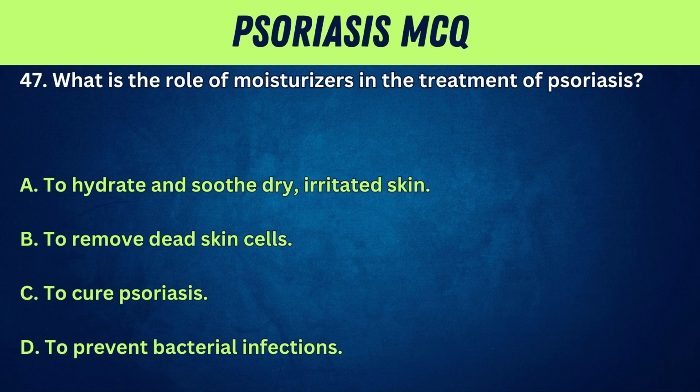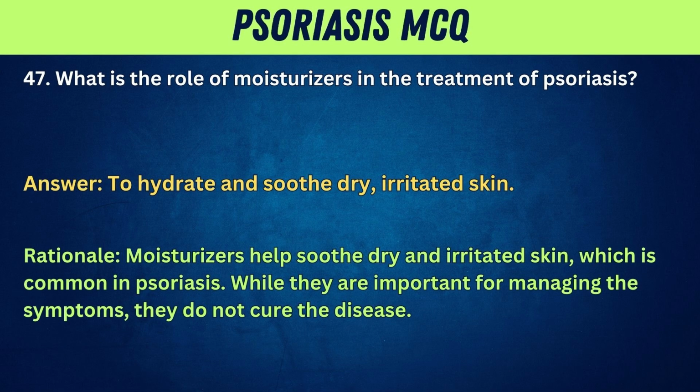47. What is the role of moisturizers in the treatment of psoriasis? A. To hydrate and soothe dry, irritated skin. B. To remove dead skin cells. C. To cure psoriasis. D. To prevent bacterial infections. Answer: to hydrate and soothe dry, irritated skin. Rationale: moisturizers help soothe dry and irritated skin, which is common in psoriasis. While they are important for managing the symptoms, they do not cure the disease.